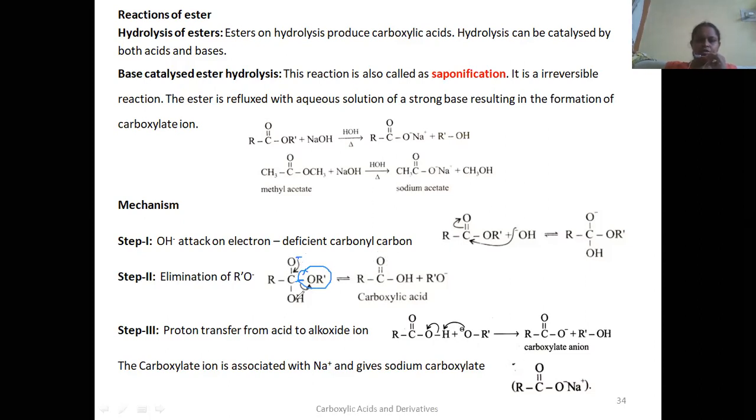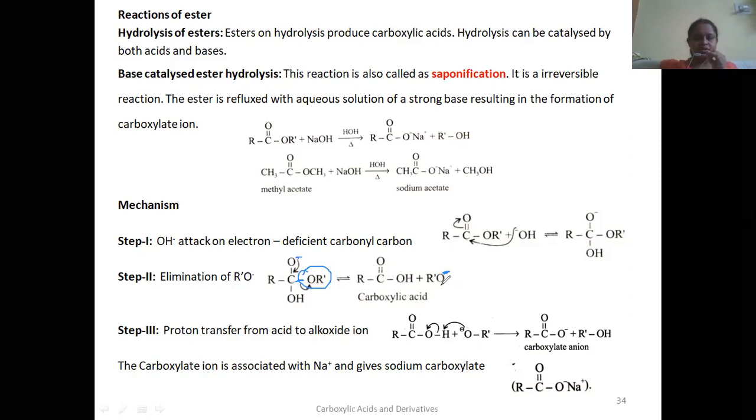Now we have OH here. Since R dash O, the alkoxide, is eliminated with electrons, it is getting a negative charge here. So we are getting carboxylic acid. But if you see the stability of the alkoxide ion, it is highly unstable. Why is it highly unstable?